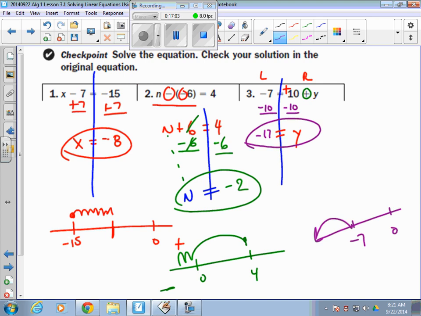And notice how I read it. Even though it says negative 17 equals y, I read it from the variable. Y equals negative 17.